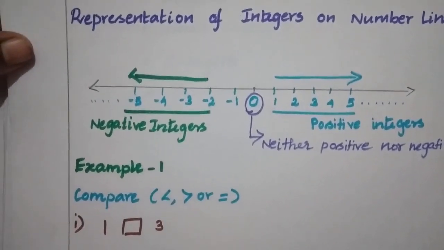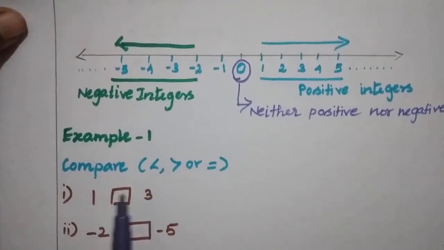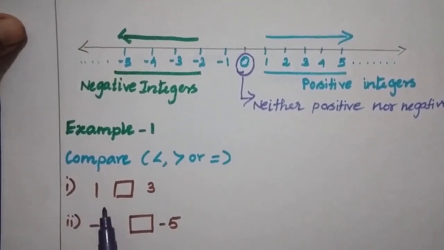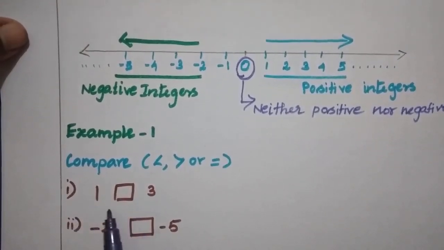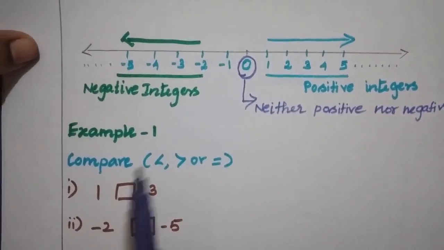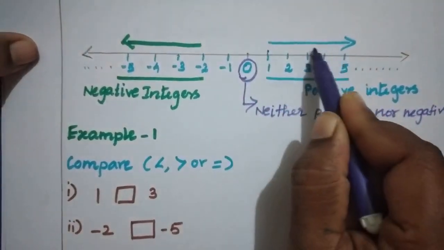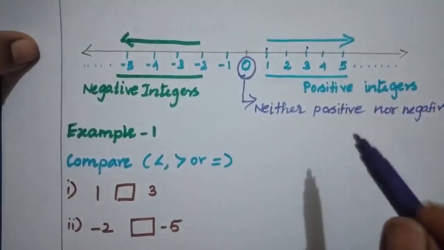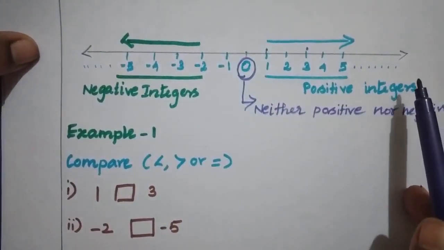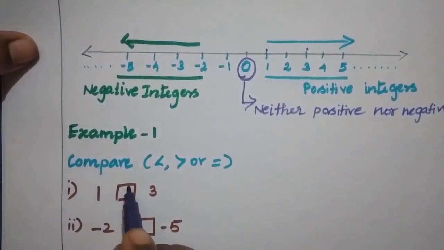So let us solve the examples. Example 1. Compare. The first one is 1 and 3. So mark these numbers on the number line. Here both are positive. Here it's 1 and 3. So the numbers to the right of 0 are increasing. So obviously you know that 3 is greater than 1.